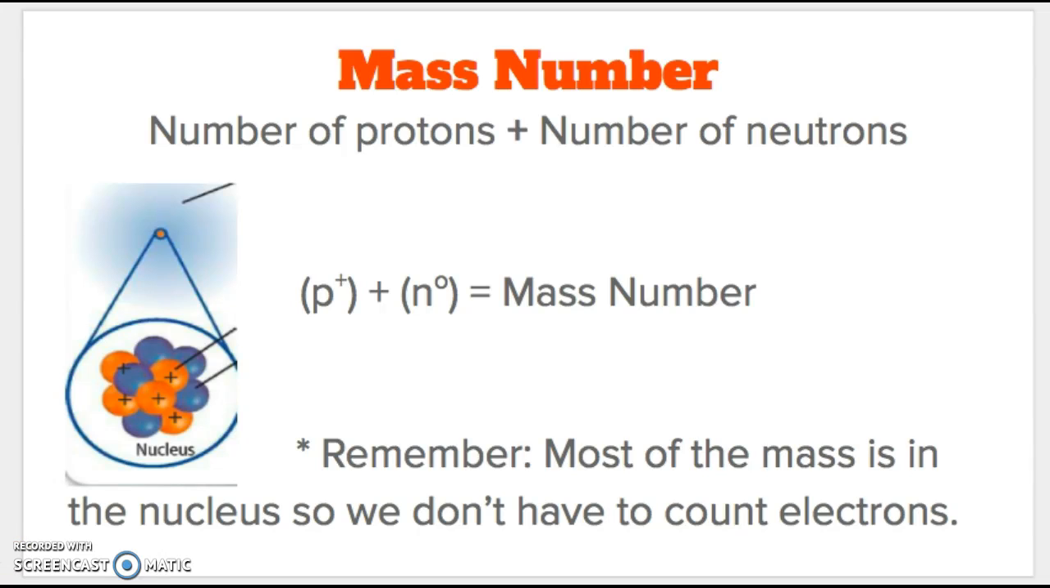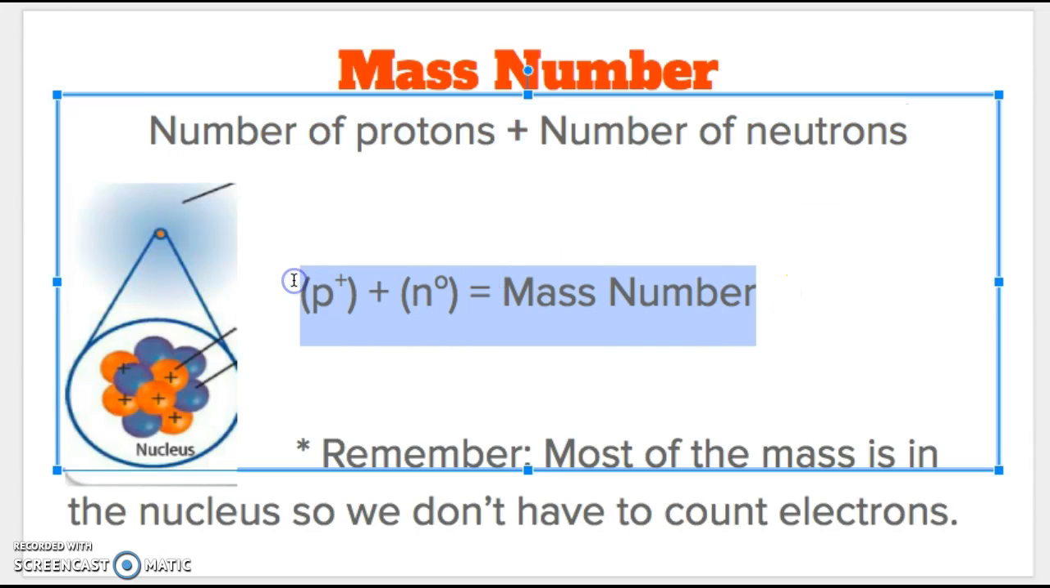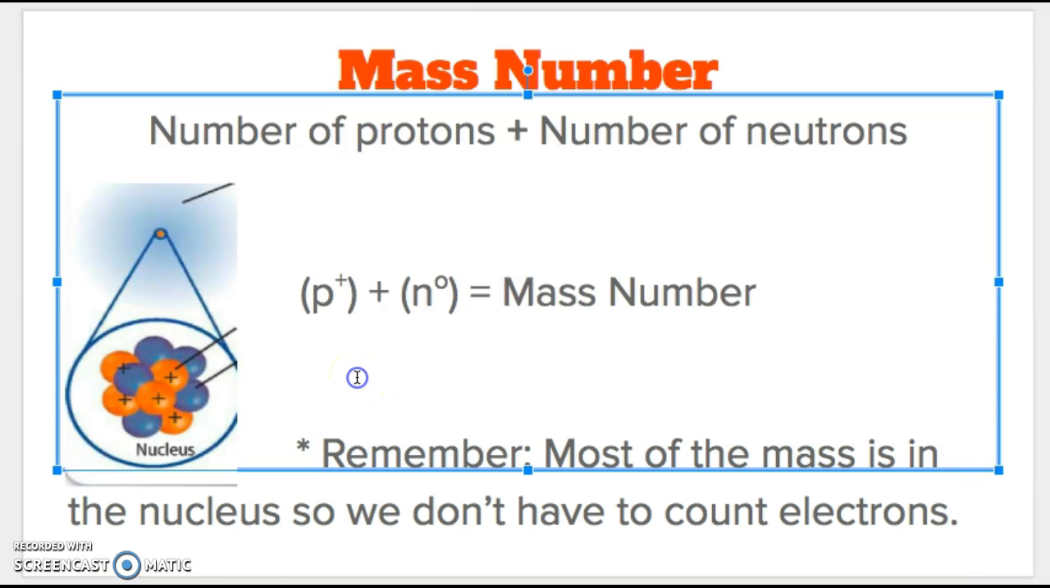Mass number. So the mass number is the number of protons plus the number of neutrons. You can write it down in words this way, or you can write it down in letters this way. It's up to you which way you want to write it. Pick one. Okay? The other thing I want you to know is, remember, most of the mass is in the nucleus, so we don't have to count the electrons. The electrons do not count.